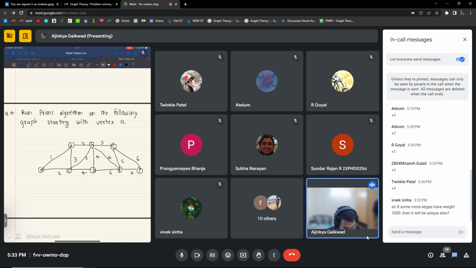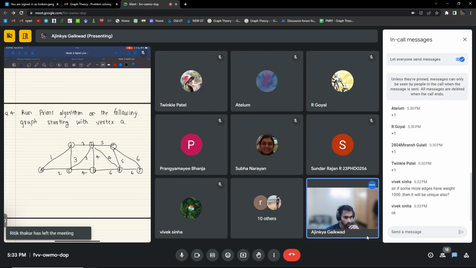Okay, so the next question is to run Prim's algorithm on the following graph. Here is a graph G, and you have to not only find a minimum spanning tree, you have to run Prim's algorithm starting with vertex A, and then iteration by iteration construct a minimum spanning tree. And once you have constructed it, please let me know. You can tell me the weight of the minimum spanning tree, and then all of us together will apply Prim's algorithm on this example.